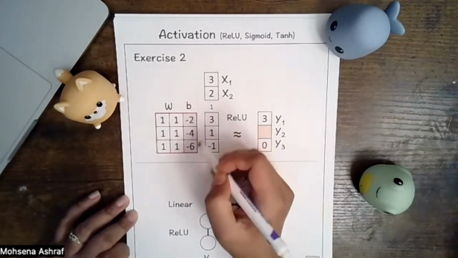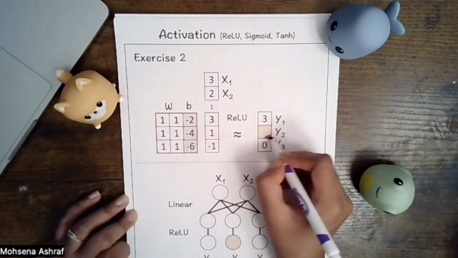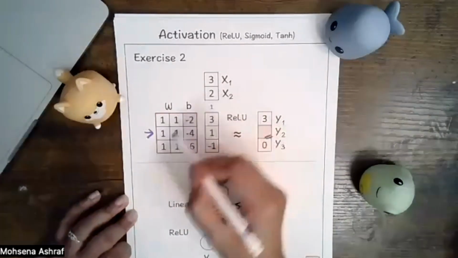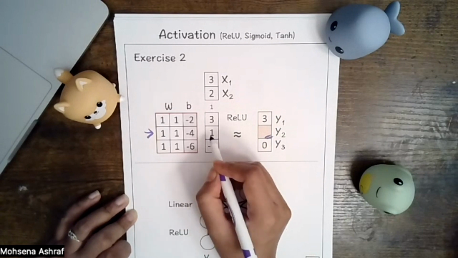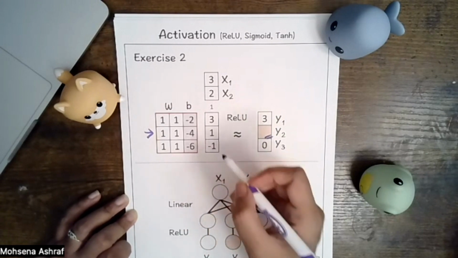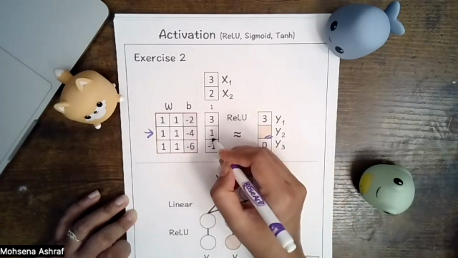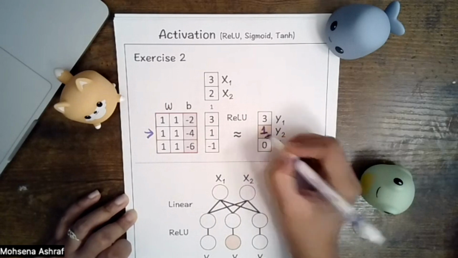Now for exercise 2, which is similar to the previous one, we have to find this value. So we can look into this row. 3 into 1, 3, plus 2 into 1, 2, 3 plus 2, 5, minus 4 is equal to 1. We know that ReLU will return the value as it is if it gets any positive input. So 1 is positive, and the ReLU function will return the same number, so we will get 1 here.